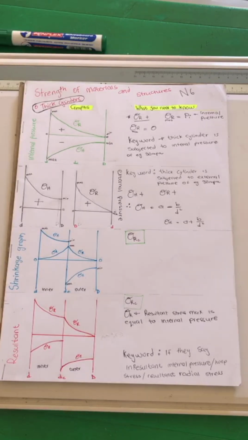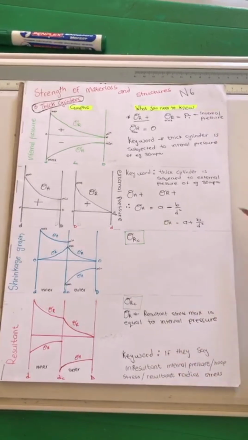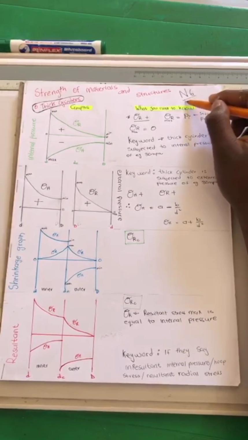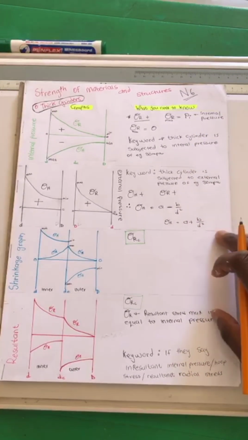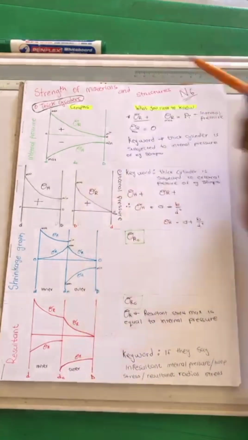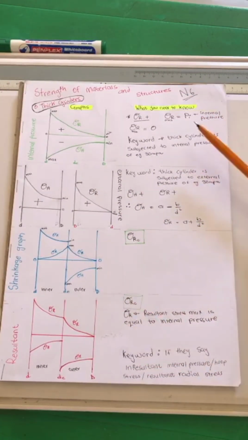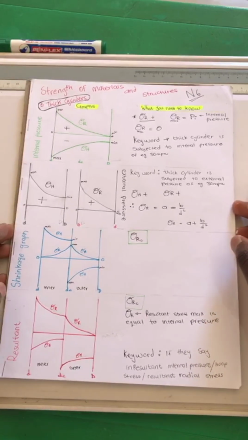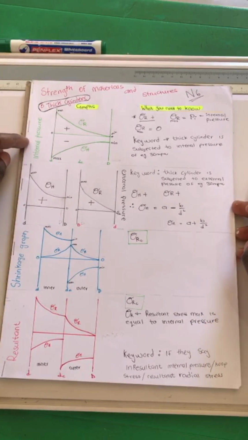Today we'll be dealing with strength of materials and structures N6. This is the first topic, which is thick cylinders. Here we have 4 of the graphs that are going to be needed in every calculation that we'll be dealing with. But this topic has actually 5 graphs, and we're gonna be dealing with the last graph on the next video. So let's start. First, we have the internal pressure graph.